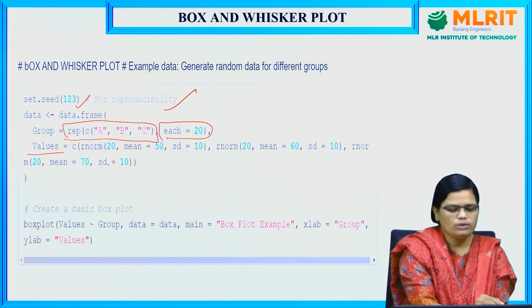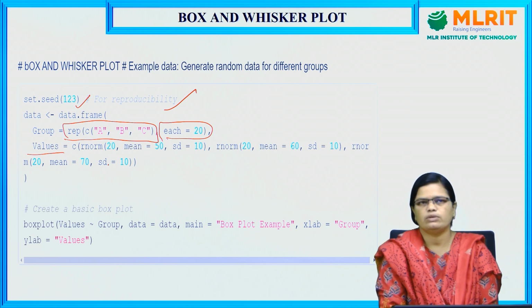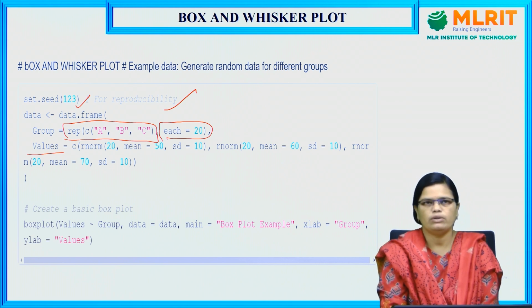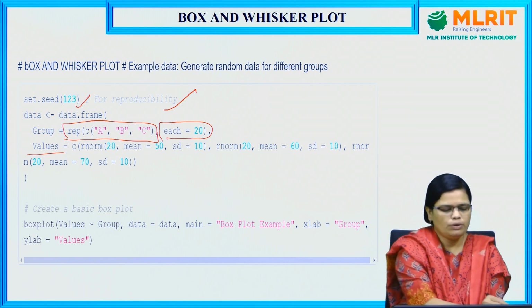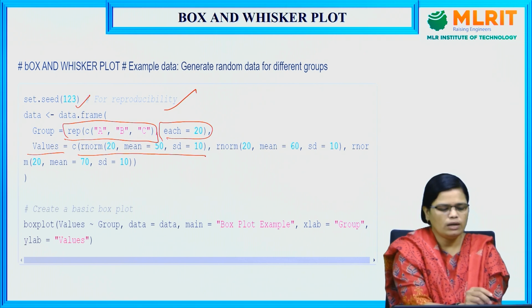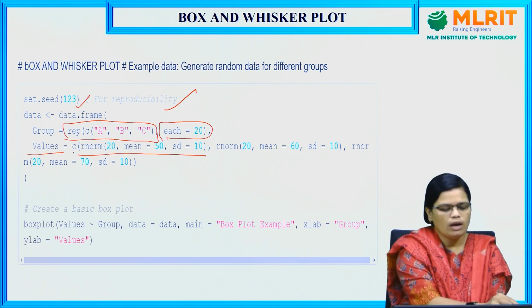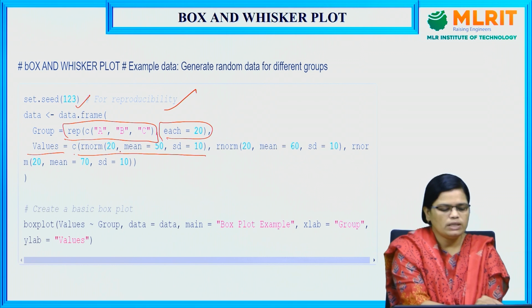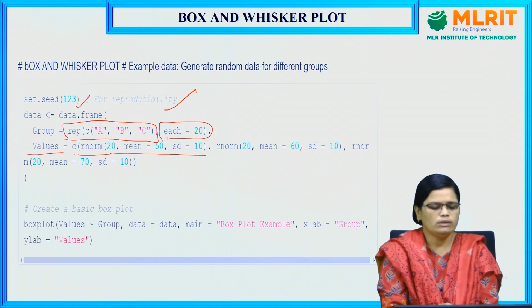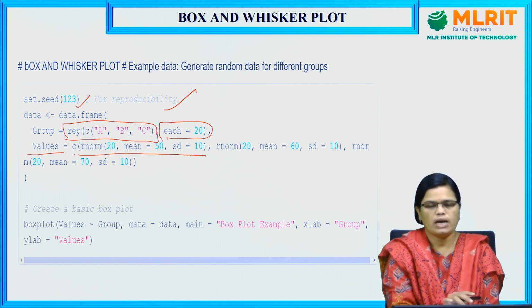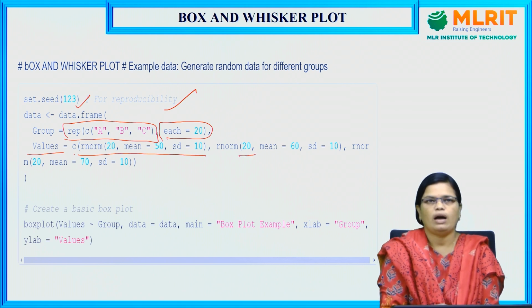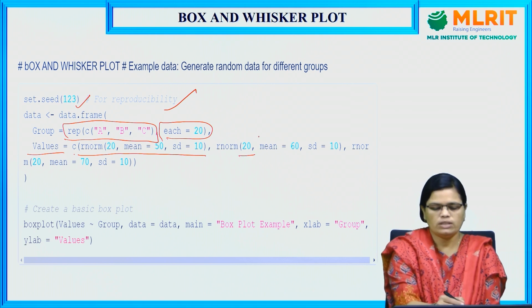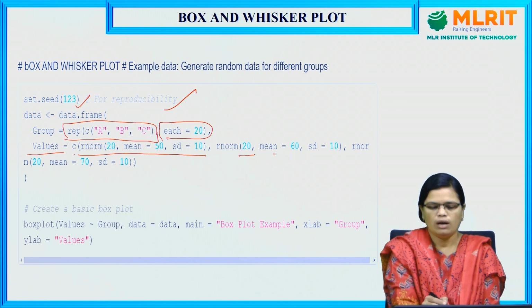And for generating the corresponding values, we are using the rnorm function. The rnorm function is written in a C function. So here it will be generating 20 random numbers with the mean equal to 50 and the standard deviation equal to 10. And look at here, we are also generating 20 numbers.